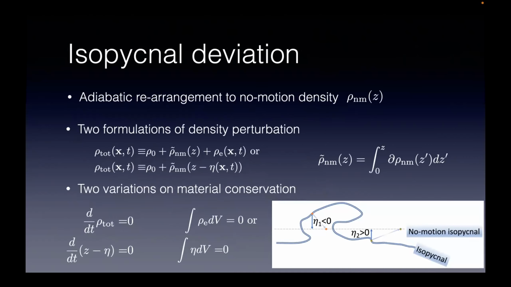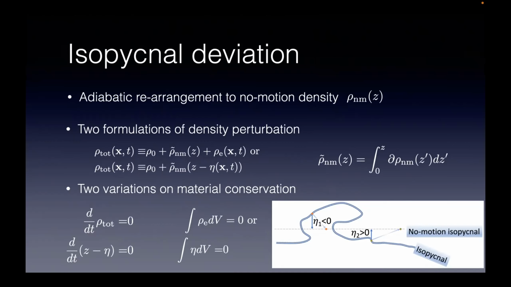So the idea is you have a no motion state. That's what I'm calling rho no motion. There's no motion in the fluid. Everything's adiabatically rearranged in a monotonically increasing density function as you go deeper. And so then in your classic way of writing this, you would write rho total as the sum of that rho no motion plus what I wrote as rho excess. That's your excess density.